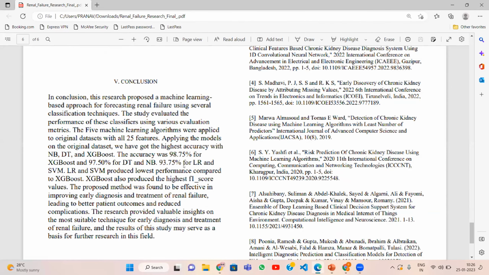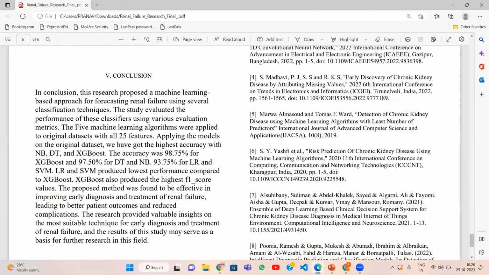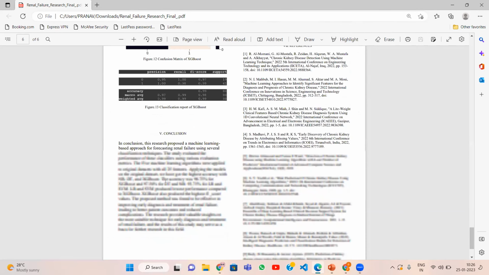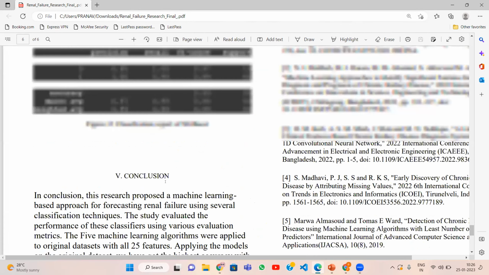In the conclusion, we have clearly mentioned that this paper used a data set of 25 features. The highest accuracy was XG Boost, extreme gradient boost, at 98.75%, which is higher than logistic regression and support vector machines, which show lower performance. XGB is great. This paper is in full IEEE format, and we have done a clear-cut analysis of each algorithm.